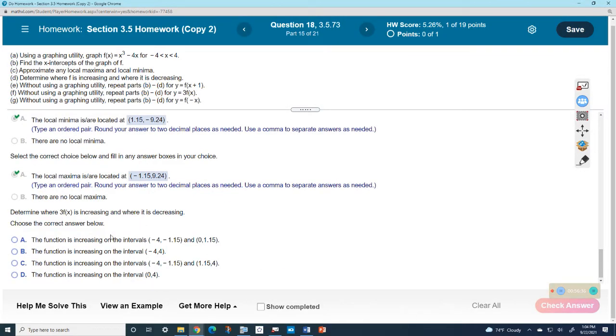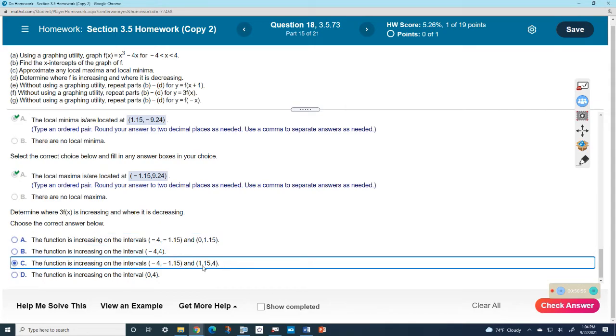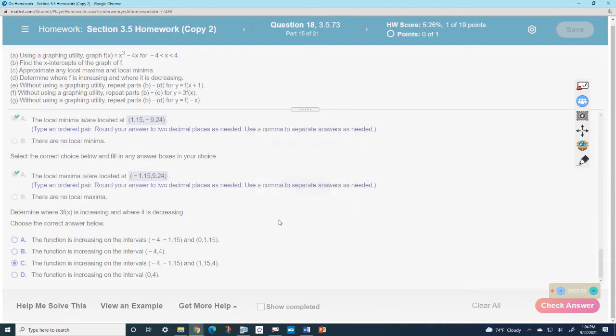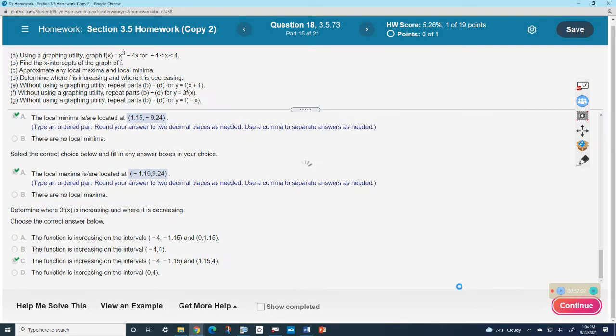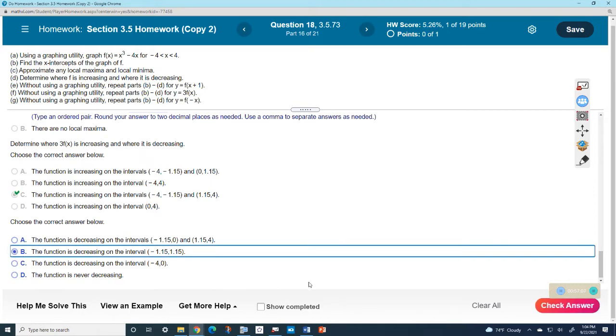My intervals of increase and decrease, because they are answered by using the x coordinates only, are not going to change a bit from what they were the very first time I answered this question. So -4 to -1.15 and 1.15 to 4 was my answer before, and that's going to be my answer again. And for the decrease, it's just going to be -1.15 to +1.15.